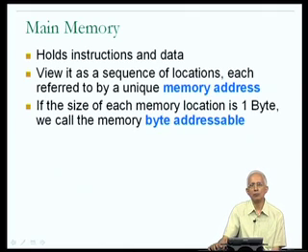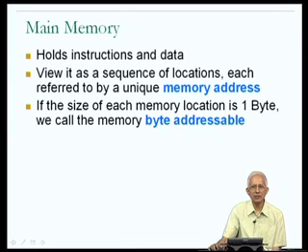Okay, now one term which is often used in connection with memory systems is the term byte addressable. And the idea here is, now I said that each memory location has an address. So if the size of each memory location is 1 byte, that would mean that each byte of memory has a unique memory address, and I would refer to that memory as byte addressable.